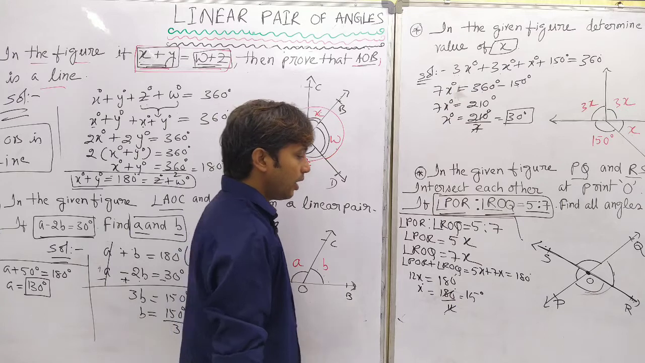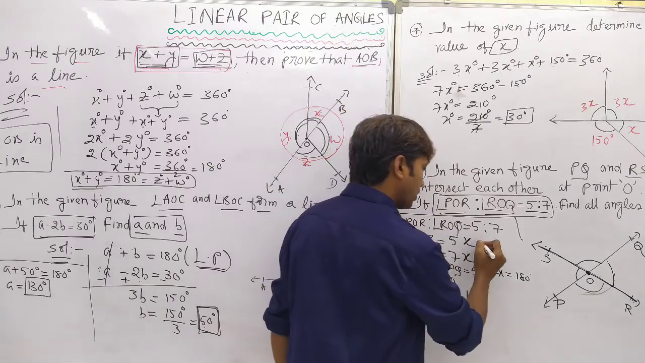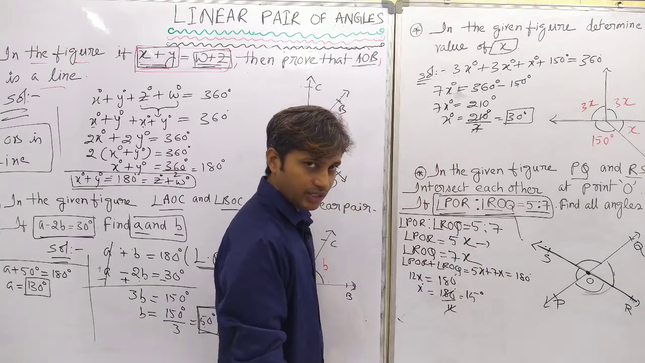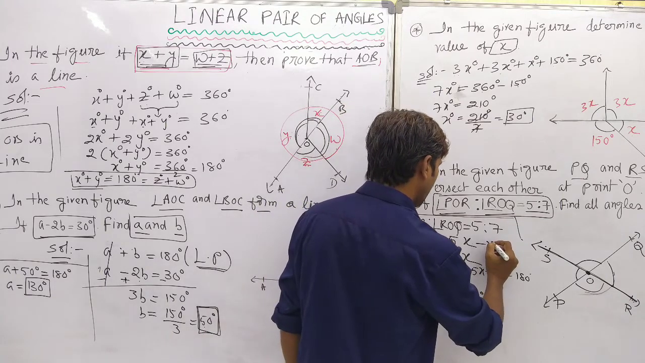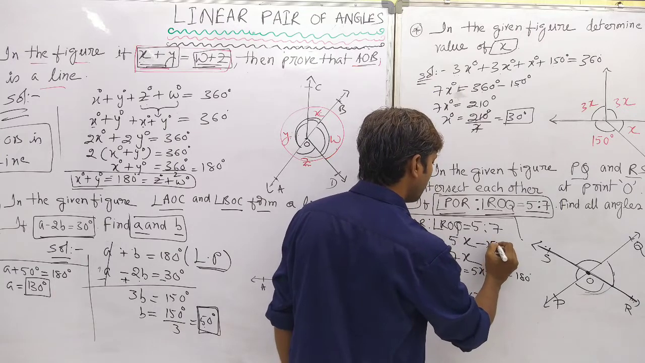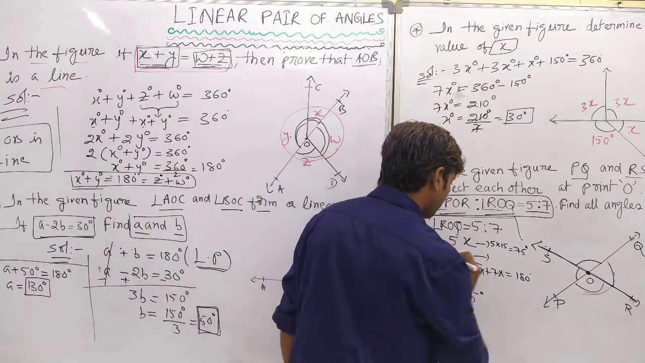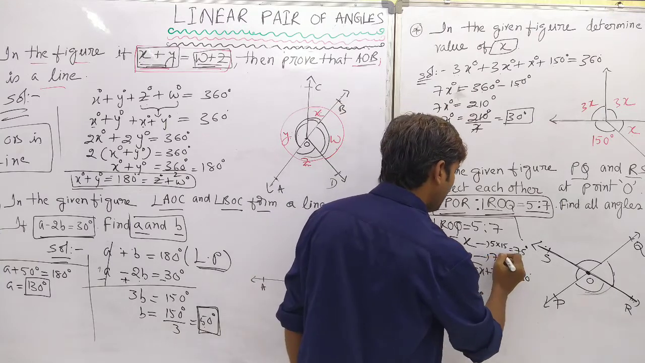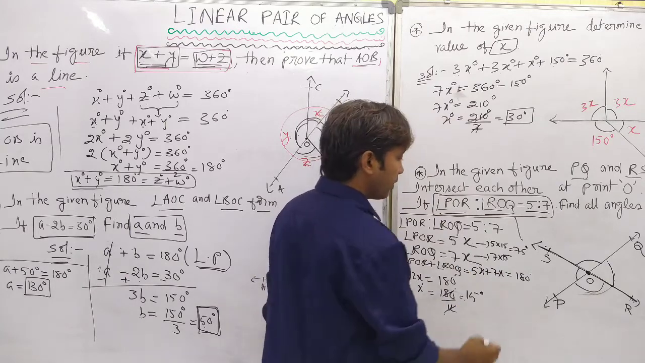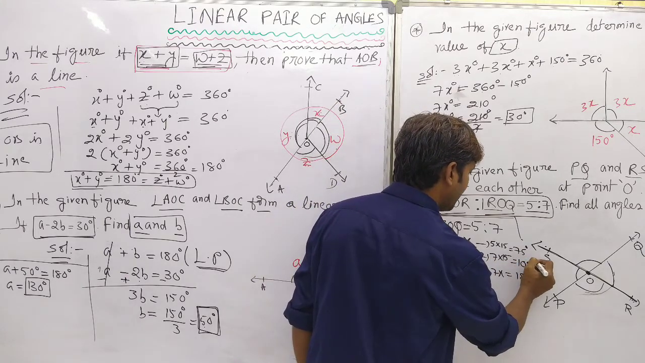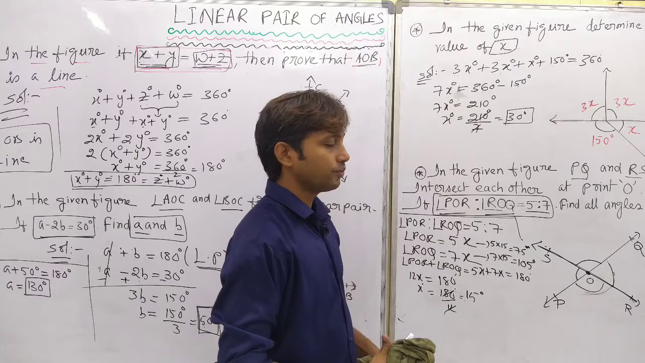When the x value is 15 degrees, what is the value of POR? It is 5x. I'm writing here only because there is not enough space. 5x means substituting the value of x there: 5 into 15, that would be 75 degrees. Next, this is 7x, that is 7 into 15. You put the x value 15 there. 15 sevens are 105 degrees. So you obtained the values of POR and ROQ.